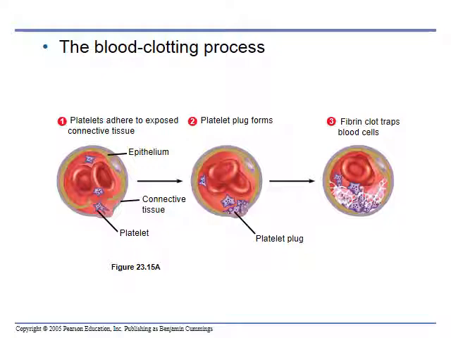Okay, here's the blood clotting process. So you have an injury, you have a cut. The platelets adhere to the exposed connective tissue, so the platelets come and they start connecting it, but obviously you're bleeding out there. Eventually you're going to get a plug, and then the fibrin comes along and traps them and holds those platelets in place, like a little mesh holding on to them.